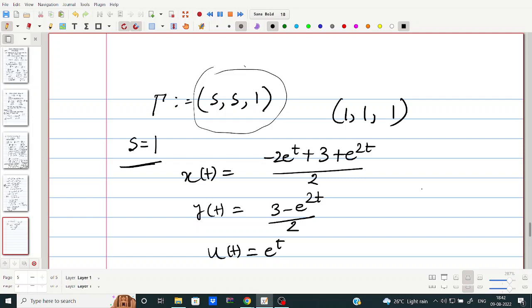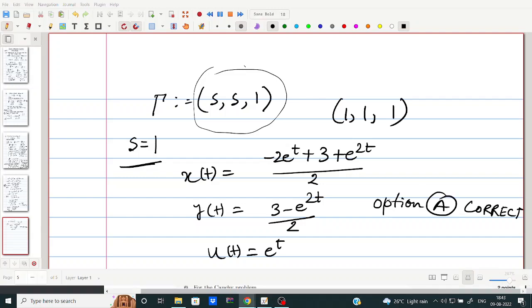Sir, when will we use the Cauchy condition while solving the equation? What does Cauchy condition mean?